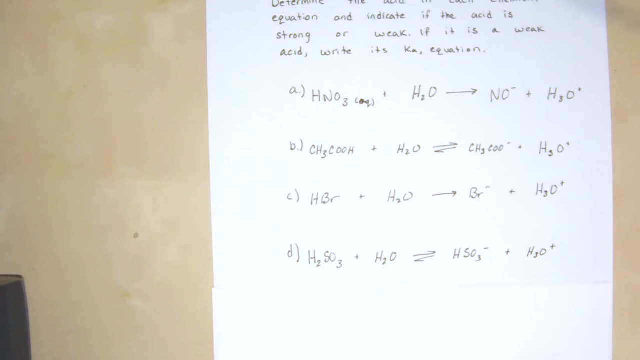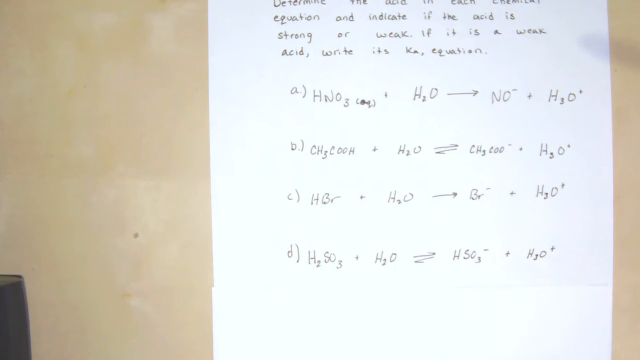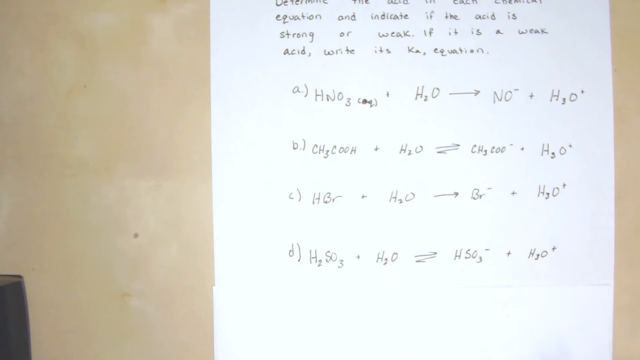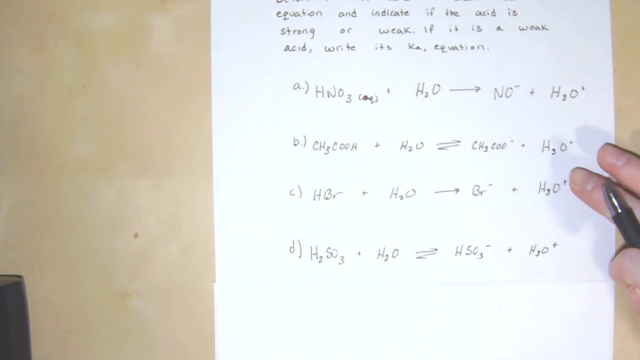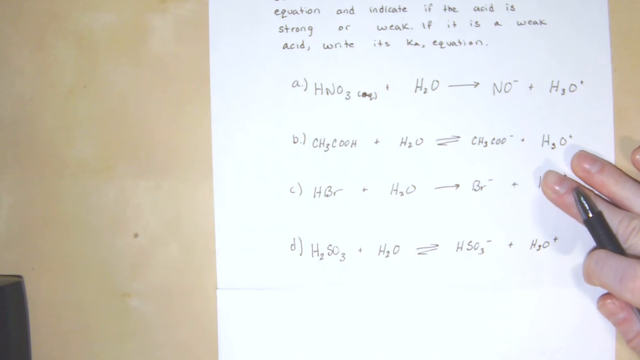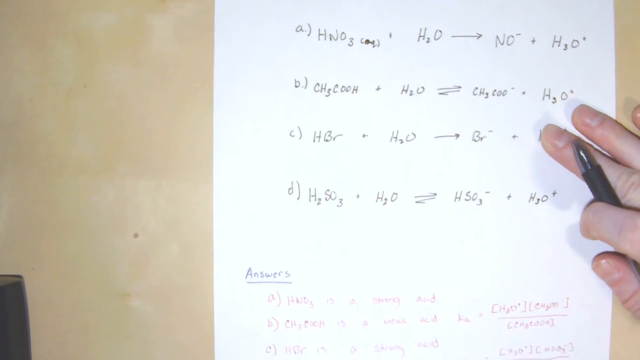All four chemical formulas contain acids. You just have to figure out which one is weak, which one is strong. And you can go ahead and pause the video now. Go ahead and do that, and we'll go over the answers in just a second. Okay, hopefully we got through these pretty well. We'll go over the answers here.